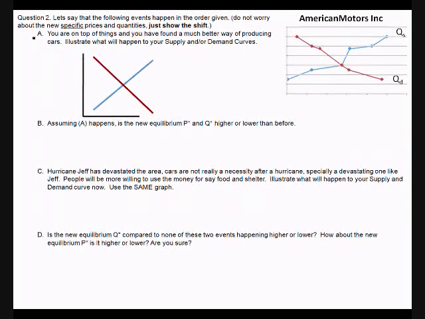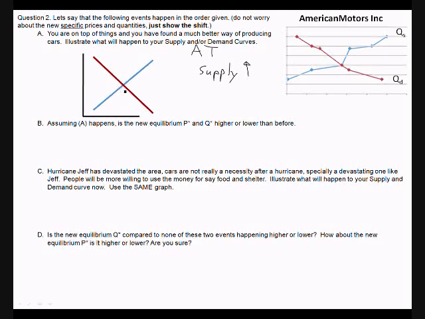Now we are on question number 2. Let's say that the following events happen in the order given. Do not worry about the specific prices and quantities, just show the shift. So A: you are on top of things and you have found a much better way of producing cars. Illustrate what happens to the supply and demand curves. That's an advancement of technology, so I'm just going to put AT. An advancement of technology means supply goes up. You just have to memorize that, and it makes sense when you think about it. If you can produce more cars faster, you will. So remember, supply goes up.